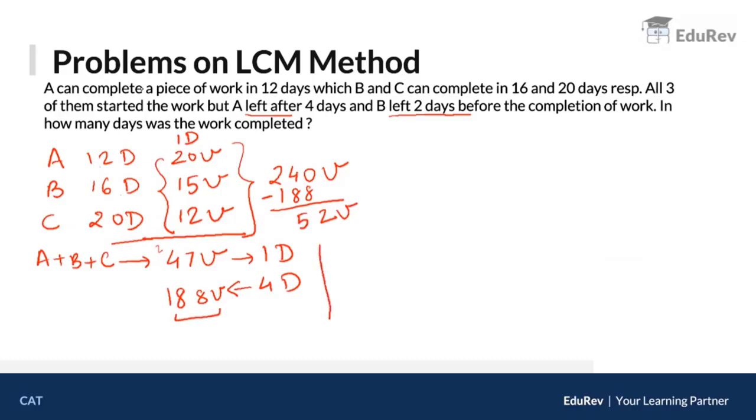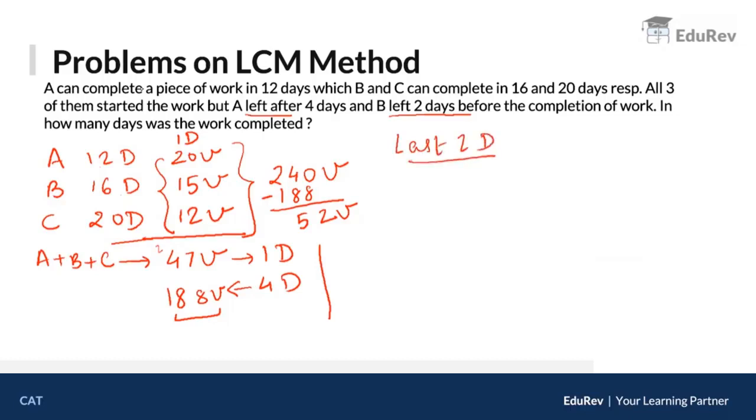A left after 4 days, B left 2 days before the completion of work. Now we don't know for how many days the work lasted. B left 2 days before the completion of work. So if I talk about, let's say, the last 2 days, who was working for the last 2 days?